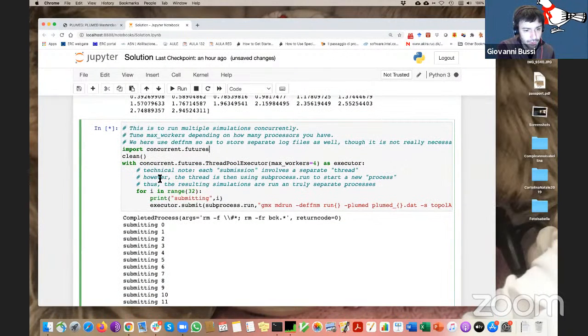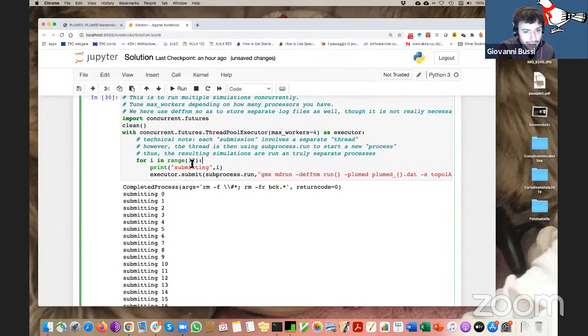this example. So what I'm doing here is I'm opening a context with this with statement. The reason for opening a context here is that in this way, I will make sure that Python will not leave this cell until all the simulations have finished. And I also say that it should run at most 4 simulations concurrently, because my laptop has 4 CPUs, so it doesn't make sense to run many more. And then I will just submit 32 simulations.